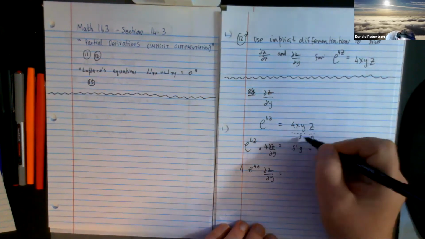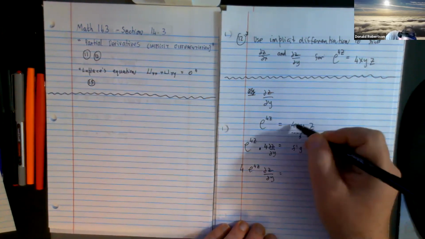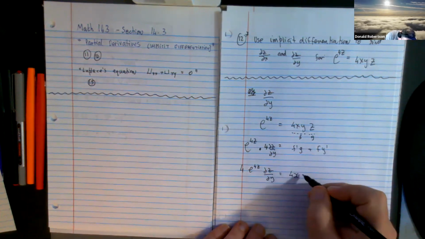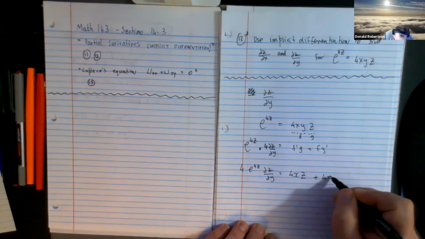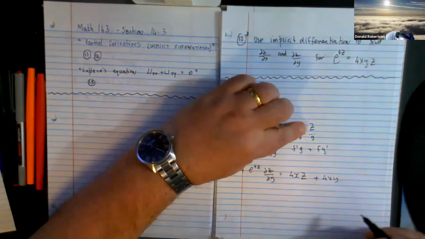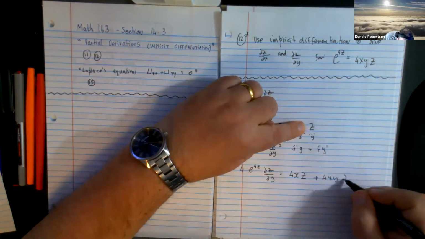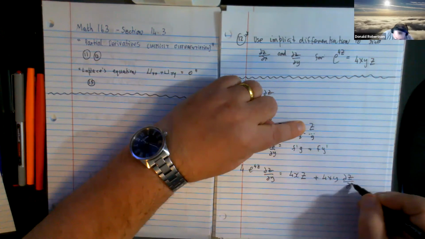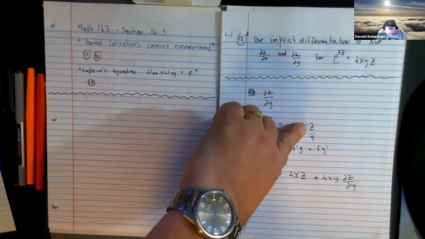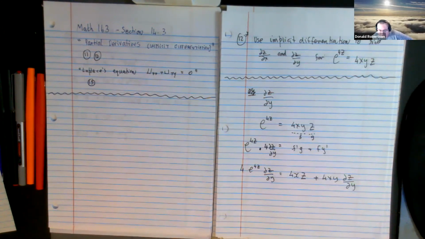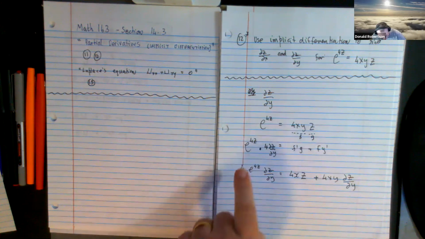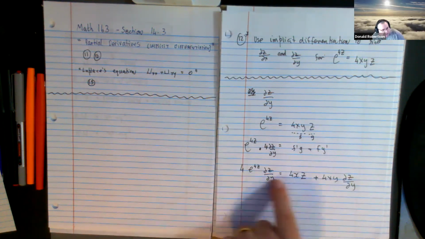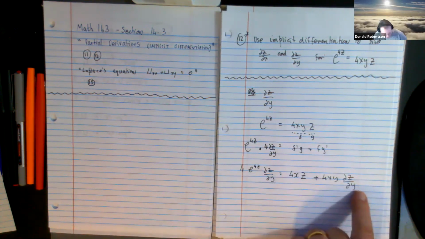F dashed is the derivative of this with respect to y, so that's 4x. Leave the other guy alone. Plus leave the first guy alone and differentiate this guy with respect to y. And differentiating z with respect to y gets us that. So what we've done in this line is we've taken this expression and we've done all the partial derivatives of z with respect to y.